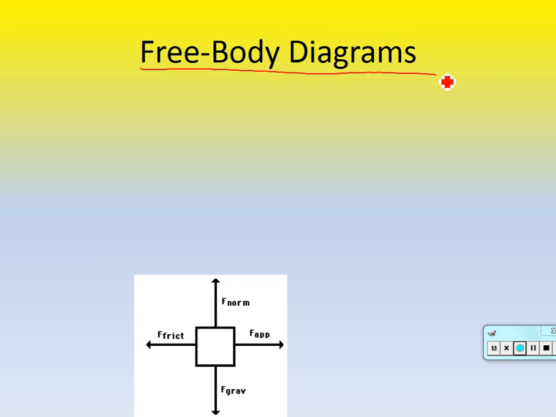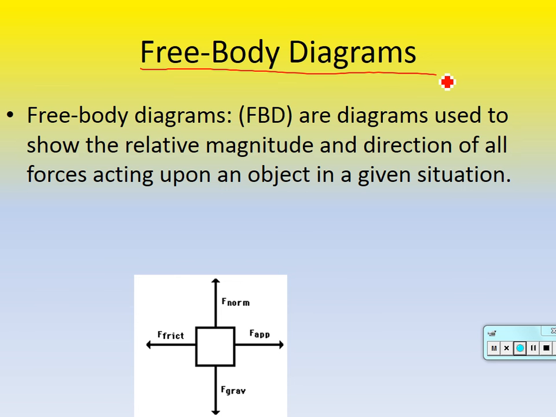It's called free body diagrams. Now, I don't want to say that or write it out every time, so it's abbreviated FBD. So when you see FBD, you know we're talking about free body diagrams. Right, Jason? Be writing this in your book. They are diagrams used to show the relative magnitude and direction of all the forces acting on an object in a given situation.